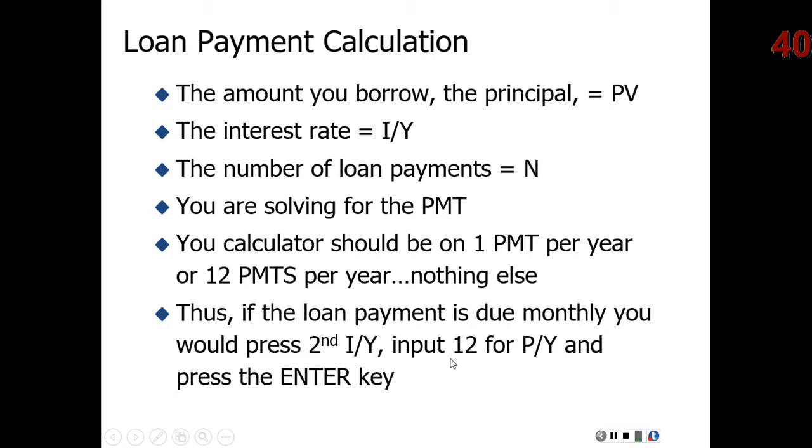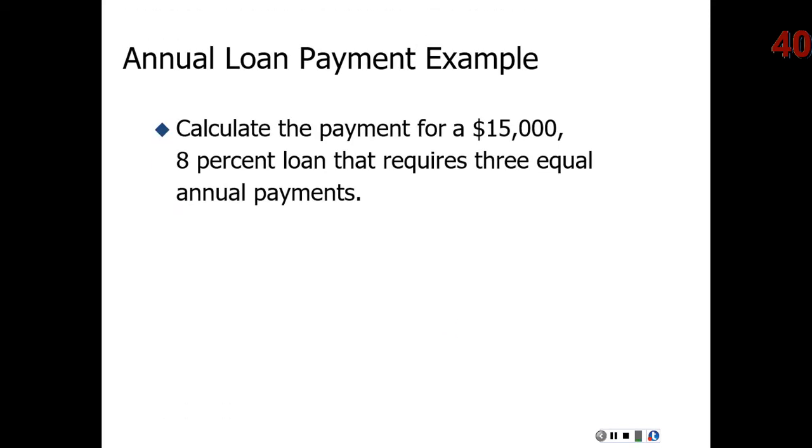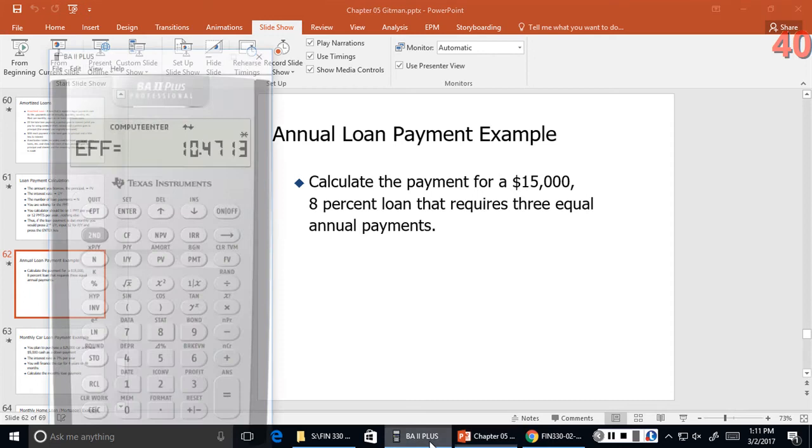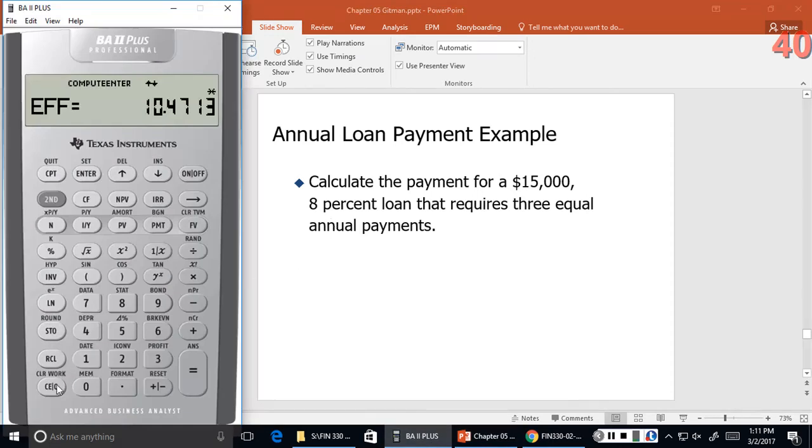So if we want to calculate, we'll just start out with an annual payment loan, one payment per year. So we'll leave our calculator set on payments per year equal 1. So here's an example. We're borrowing $15,000. We're paying an 8% interest rate, and we're going to pay it back in 3 equal annual installments. So calculate the payment.